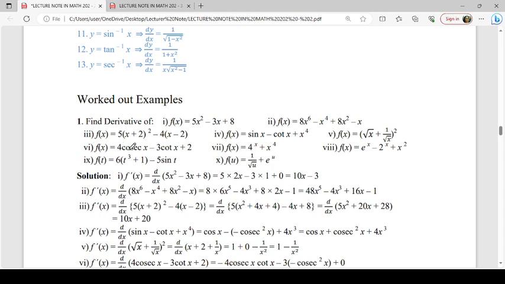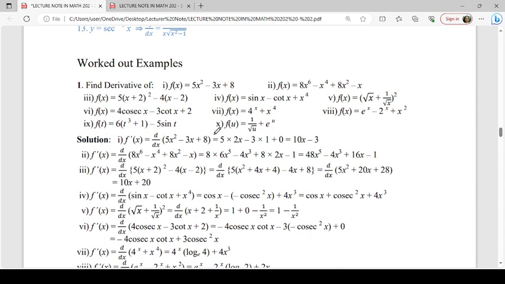Now these are worked out examples. So 5x square minus thrice x plus 8, it is 5 into twice x minus 3 into 1 plus 0, it is 10x minus 3. Then 8 into (x to the power 6 minus x to the power 4 plus 8x square minus x). So it is 8 into, x to the power 6 gives 6x to the power 5, minus x to the power 4 gives 4x cube, then plus 8 into twice x minus d/dx of x is 1. So these are all algebraic.